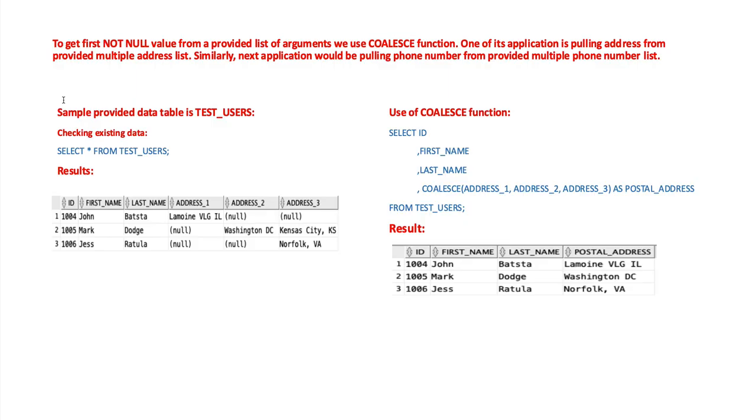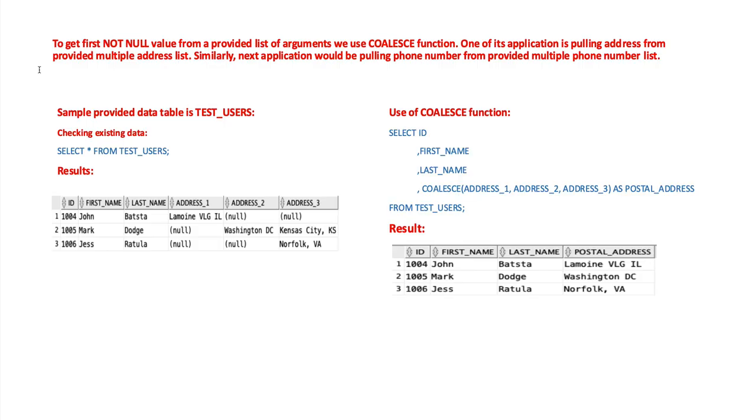COALESCE function is used to get the first not null value from a provided list of arguments. One of its applications is pulling an address from a list of multiple addresses. Similarly, another application is pulling a phone number from a list of multiple phone numbers. I am taking one example test dataset where I am using COALESCE function to get the first not null address from the provided multiple address list.